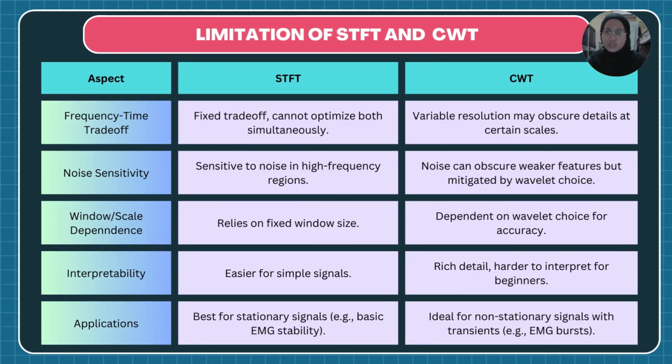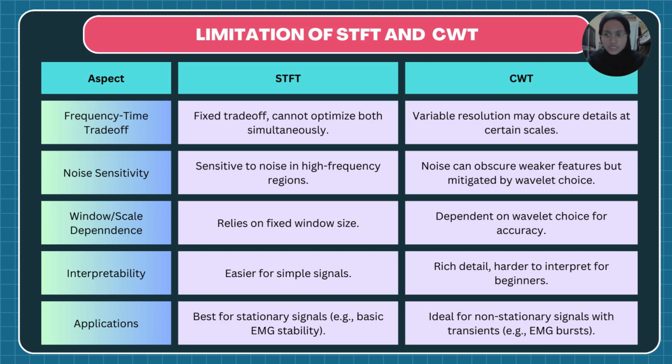While the short time Fourier transform is simple and efficient, it has its limitations. The fixed trade-off between time and frequency resolution cannot be optimized simultaneously. Additionally, it is sensitive to noise, especially in high frequency regions, and relies heavily on the choice of the window. On the other hand, the continuous wavelet transform can be computationally intensive, requiring more resources than the short time Fourier transform. Its results are heavily dependent on the wavelet chosen, and interpreting its detailed outputs can be challenging for beginners. Noise can sometimes obscure weaker features, though the choice of wavelet can help mitigate this.